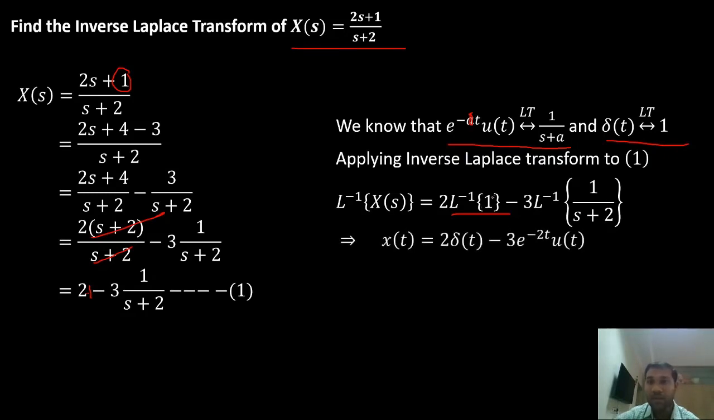That is nothing but inverse Laplace of 1. What is inverse Laplace of 1? Inverse Laplace of 1 is delta of t. And inverse Laplace of 1 by s plus a, in this case a is 2, so that is e power minus 2t into u of t. So this is my inverse Laplace transform. That is how I can find the inverse Laplace transform.